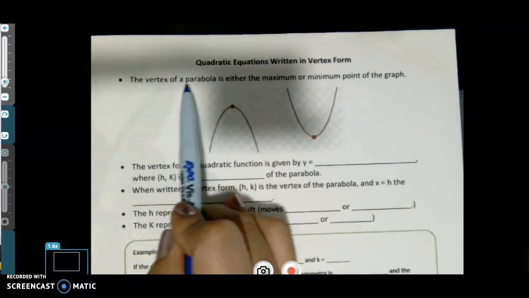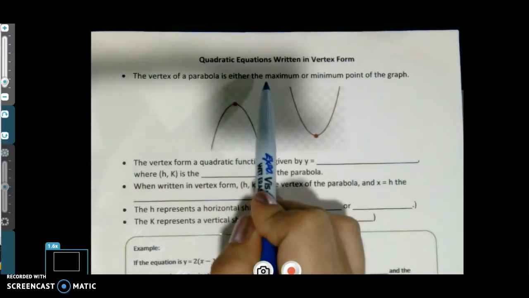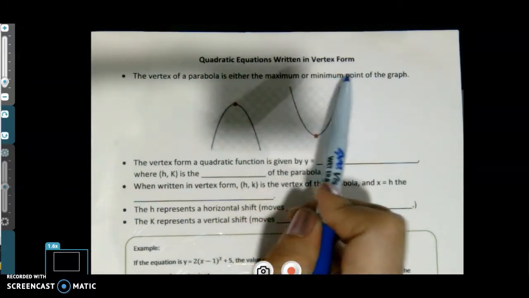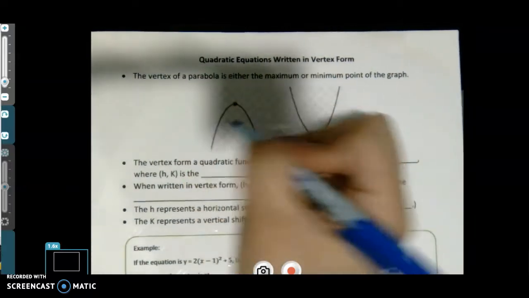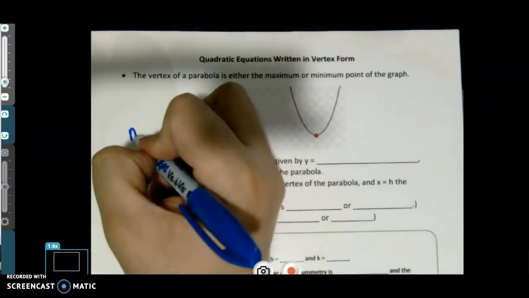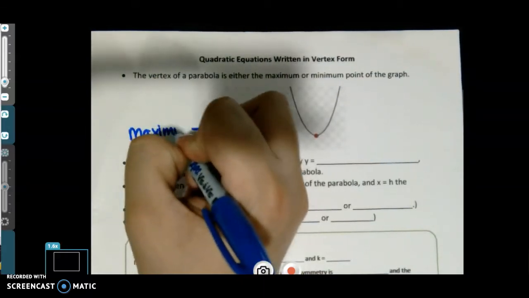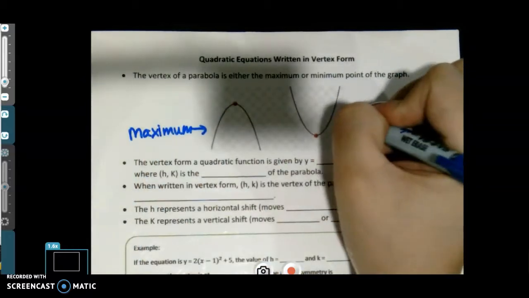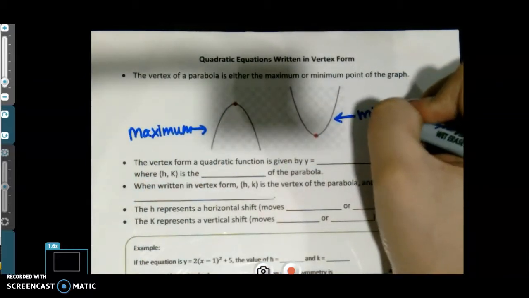So the vertex of a parabola is either the maximum or the minimum point of the graph. So, let's go ahead and label these. So this right here, this would be a maximum. This would be a minimum.